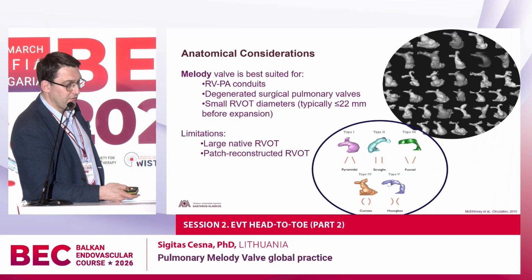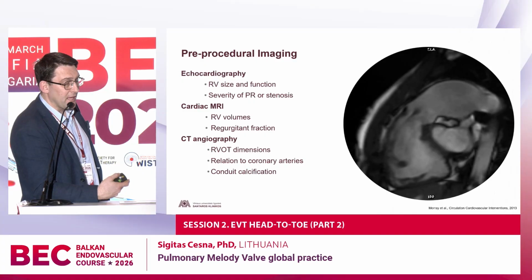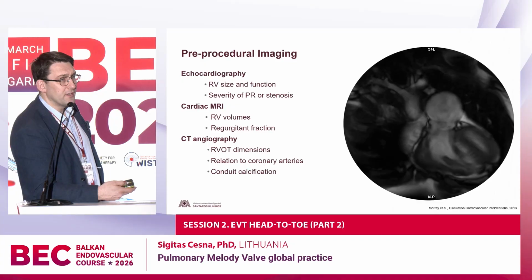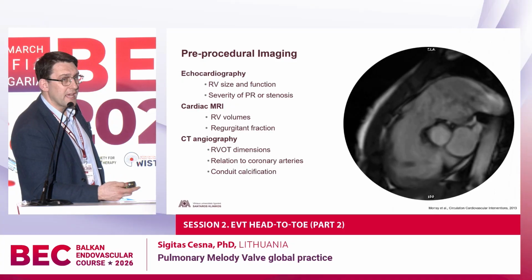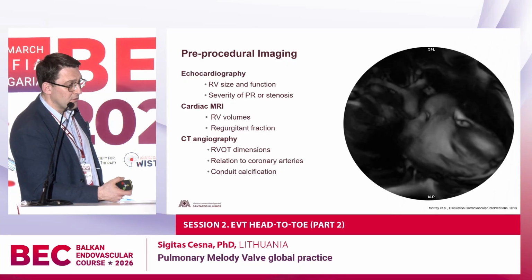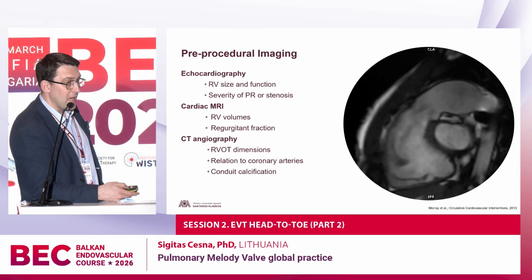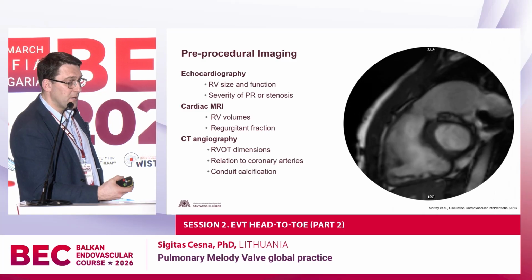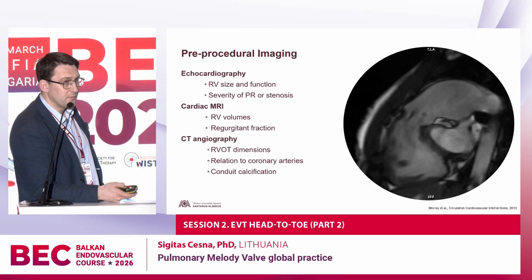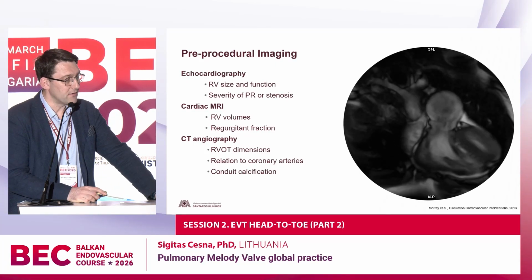But we have plenty of different anatomies, and every single case is a different case, and we have to take this into account. And to have this ready for the procedure, we do different imaging modalities. So we start with the echocardiogram to see the right ventricle size and function, and also to evaluate the dominant lesion, either it's a stenotic or regurgitation. MRI scan helps us to measure the volumes of the right ventricle and find the indication to perform the procedure, and also to calculate the regurgitation severity.